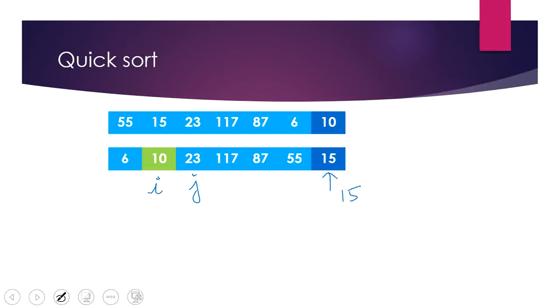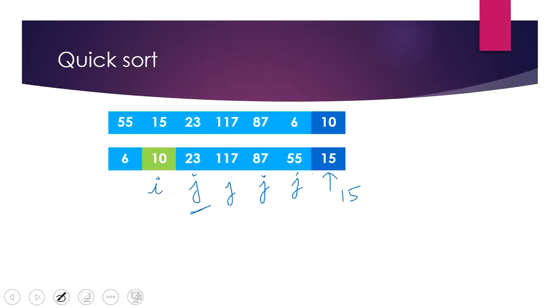Check whether the element at J is less than or greater than 15. 23 is greater than 15, so move our J to 117. Now 117 is again greater than 15, so again move our J to 87. 87 is again greater than 15, so finally moving our J to 55, which is again greater than 15. So we don't have any elements less than 15 that have to be pushed before 15.